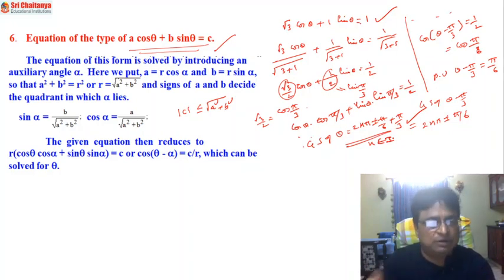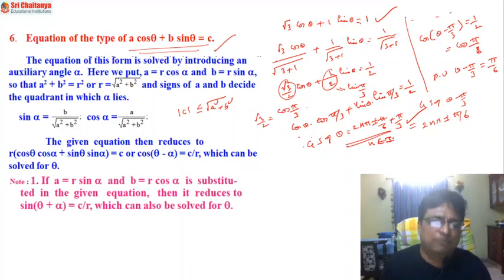Suppose a multiple choice question is given for you. But in a theoretical question on paper, if you have to solve, then my recommendation is you should convert the entire thing either in the form of cos theta plus alpha or cos theta minus alpha equal to some constant. The same solutions I mentioned here in terms of a note also. So my friends, see, if A is equal to R sin alpha and B equal to R cos alpha is substituted in the given equation, then it can be reduced to sin theta plus alpha equal to C by R, which can also be solved for theta, already suggested.